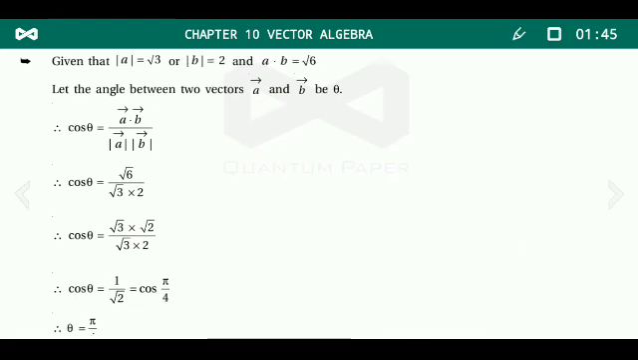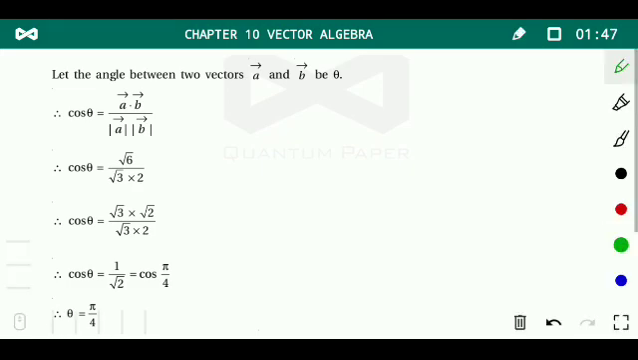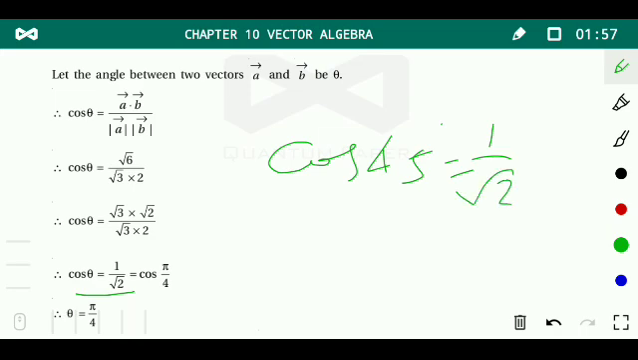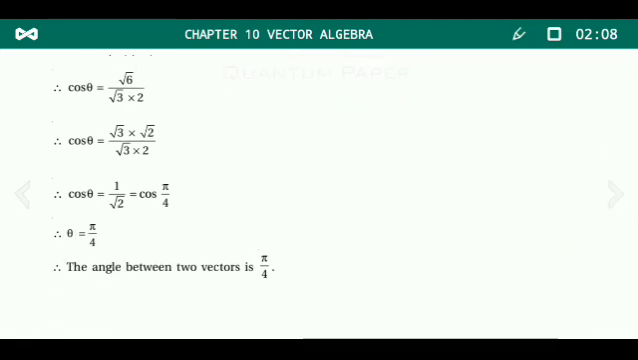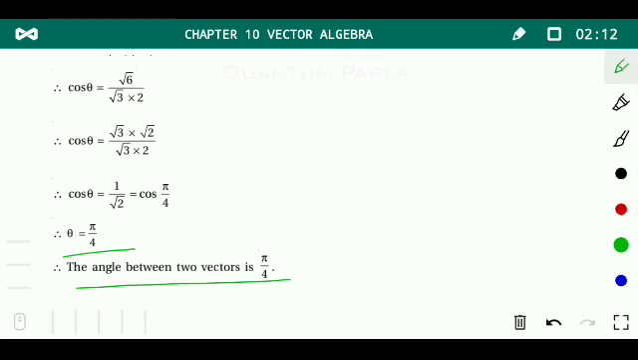Now see, the value of cos theta is equal to 1 by root 2. So cos 45 degrees equals 1 by root 2. So the value of theta is equal to 45 degrees, or we can write in radian form pi by 4. Is it clear? So theta equals pi by 4. So the angle between the two vectors is pi by 4.